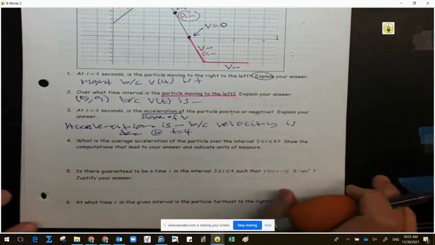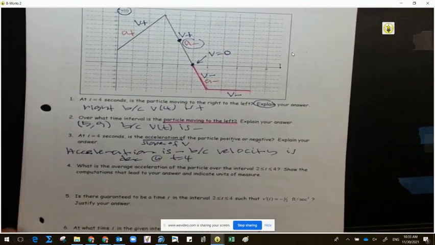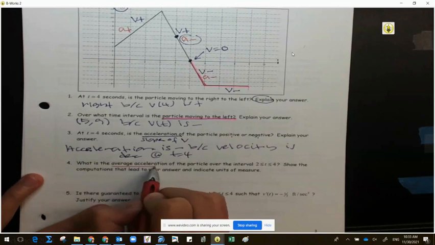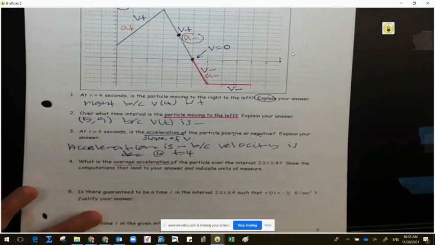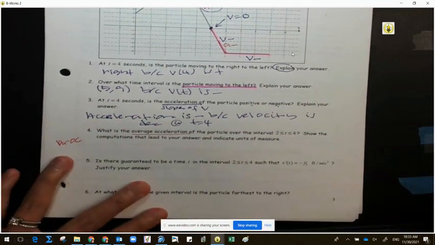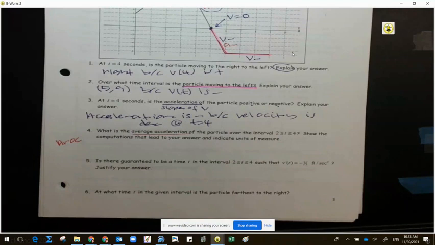Okay, let's go to number 4. Cody, let's read number 4, please. What is the average acceleration of the particle in the interval of 2 is less than t is less than 4? Show the computations and indicate units of measure. So average acceleration, is that a rock or I rock? Let's write a rock. And when you're finding the average of the acceleration, in the end, it's the slope of the velocity. Slope of the v.